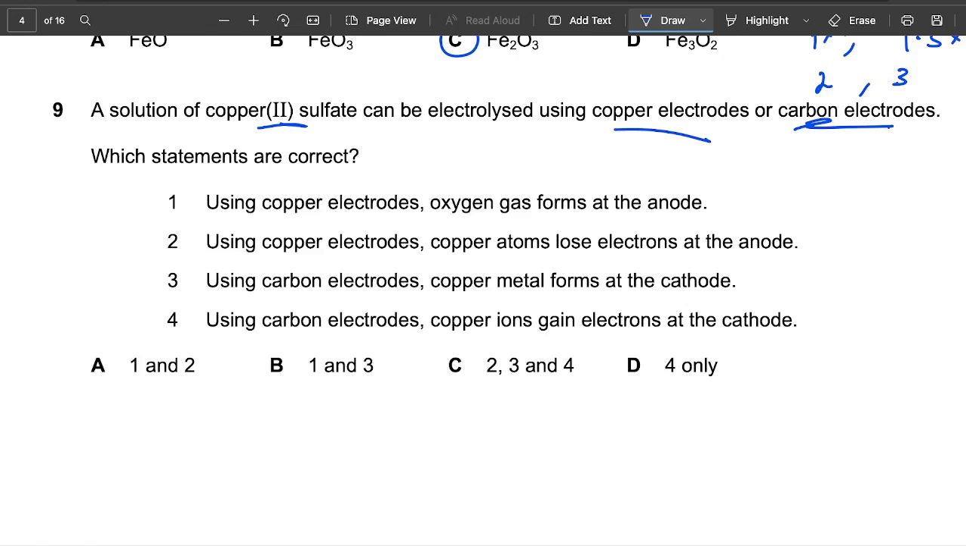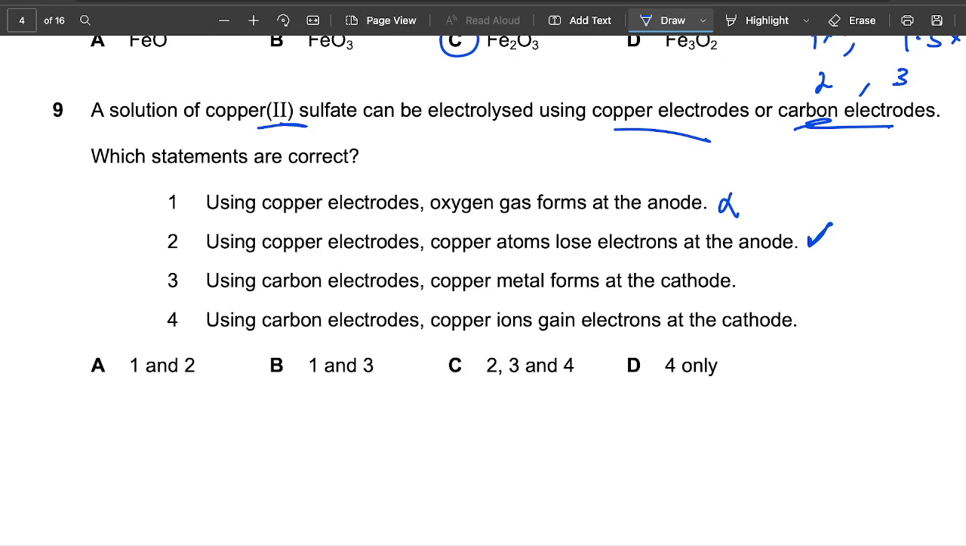Using copper electrodes, oxygen gas forms at the anode. Now, when we electrolyze copper sulfate, this does not form. At the anode, oxygen is not formed. But using copper electrodes, copper atoms lose electrons at the anode. Yeah, this is correct. Losing electrons at the anode is correct.